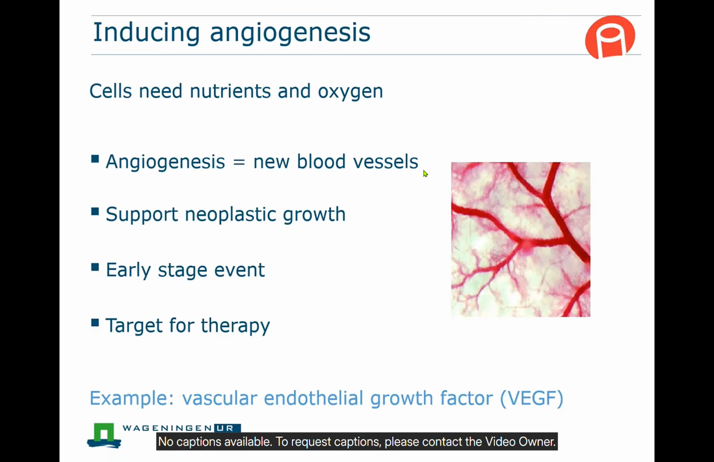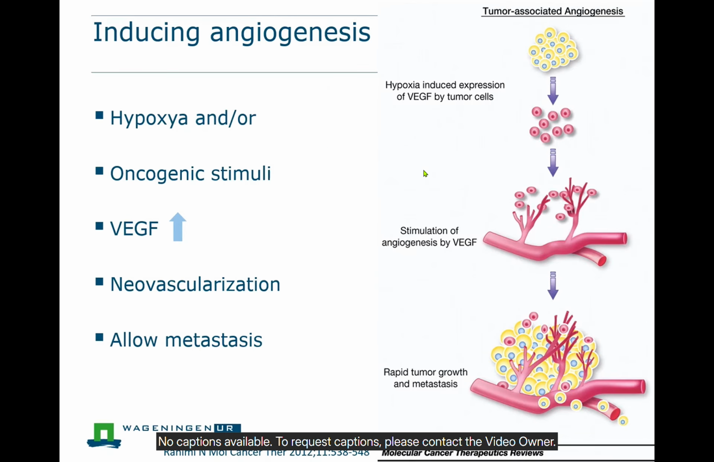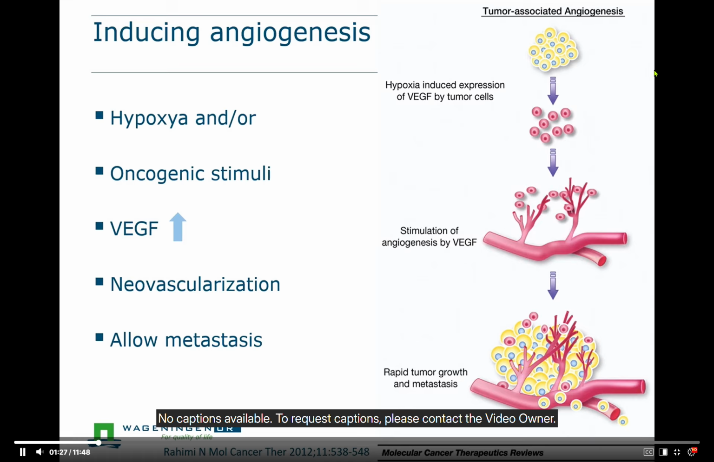Angiogenesis is also considered an important target for therapy, and I will show you some examples later on. First, I would like to discuss again an important factor, and that is vascular endothelial growth factor, or VEGF in short. VEGF is the growth factor that can induce angiogenesis. As a consequence of hypoxia, that is a lack of oxygen, or other factors secreted by the cancer cell, VEGF will be expressed and promote the development of new blood vessels.